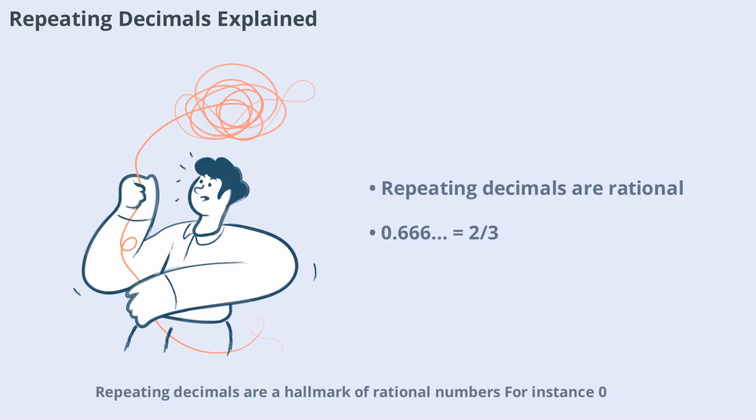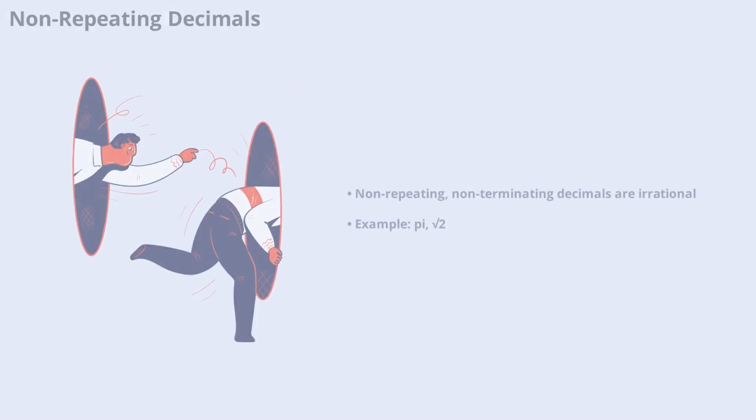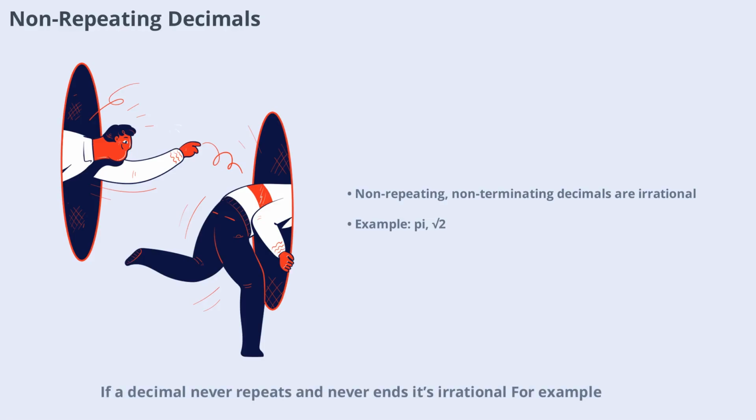Repeating decimals are a hallmark of rational numbers. For instance, 0.666 is a repeating decimal and can be written as 2/3. If a decimal repeats a pattern, no matter how long, it's rational. This is a useful trick for identifying rational numbers when you see a decimal expansion. If a decimal never repeats and never ends, it's irrational.